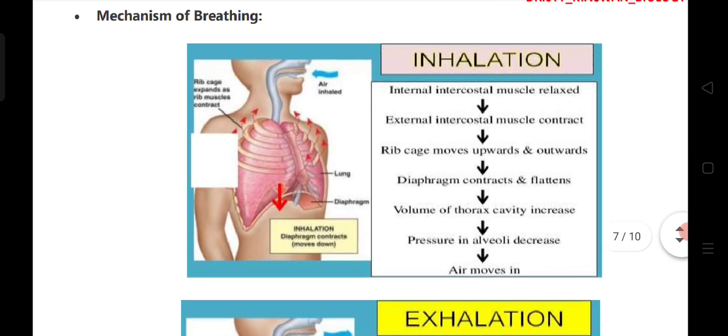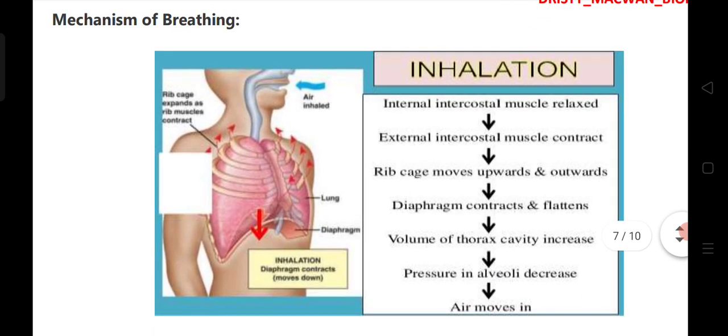As you can see over here, in inhalation, the intercostal muscles are relaxed, right. So you need to know what exactly the intercostal muscles are. The intercostal muscles are the muscles present in between the ribs, right. The lungs are covered by a rib cage, and the muscles present in between these ribs are known as intercostal muscles, right.